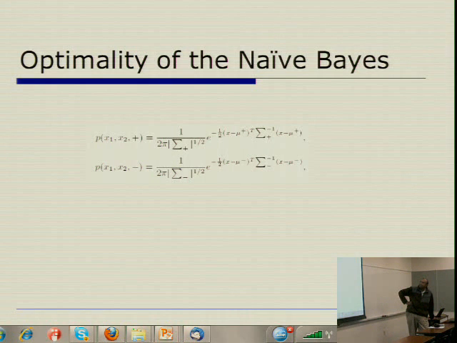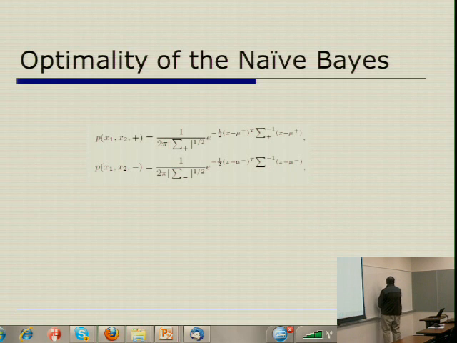Similarly, if I look at x1 and x2 for the minus class, then it's exactly the same expression, but the mean, instead of being mu plus, is mu minus, and the covariance matrix is sigma minus inverse. Everything fine? Yeah? What's mu plus? Mu plus is the mean corresponding to the positive category. We have two classes or categories. So think about it. Let's assume I've got a distribution where the mean is mu minus, and another distribution where the mean is mu plus. These are two different distributions.